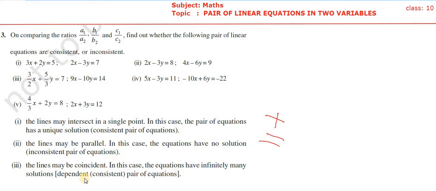Then the lines may be coincident. In this case the equation has infinitely many solutions, so it is dependent, and this is also considered consistent. If the lines are coincident, if we get a single line for the two equations, that is also considered consistent. Now we'll see which is consistent and which is not in this exercise.